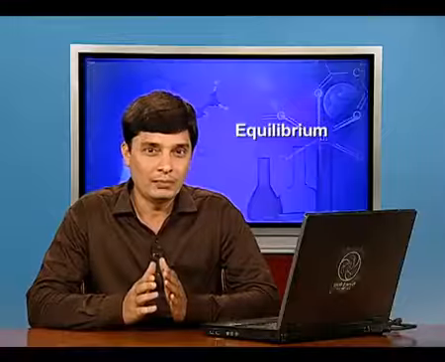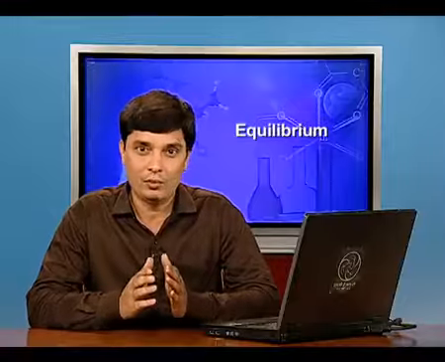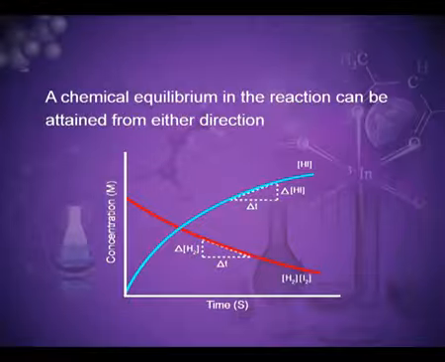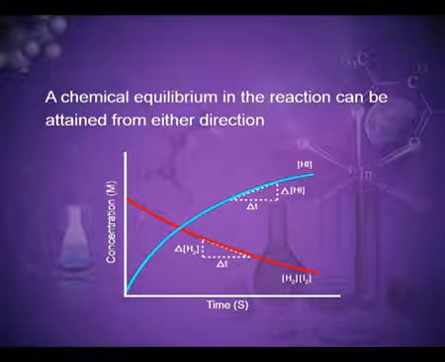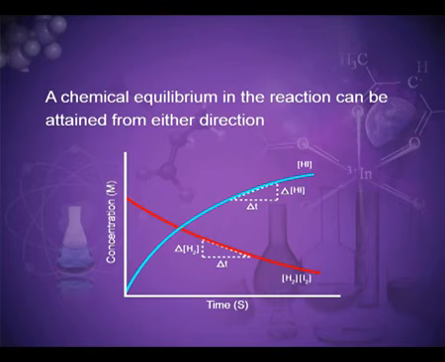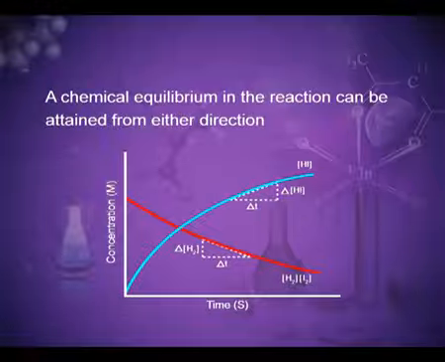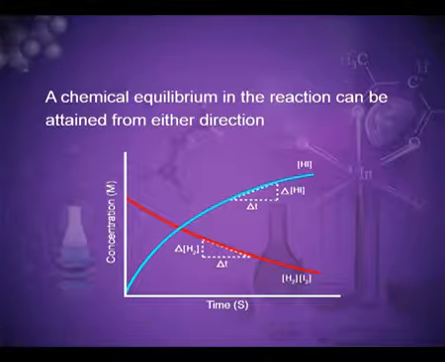A chemical equilibrium in the reaction can be attained from either direction, as shown in this graph, where one axis is the concentration and the second is the time. As time proceeds, the concentrations of the reactants, hydrogen and iodine, will decrease. As hydrogen iodide is formed, the concentration of the product will increase. It shows that a point will arise where the concentrations become constant and the rates are equal. That point is known as the equilibrium point.